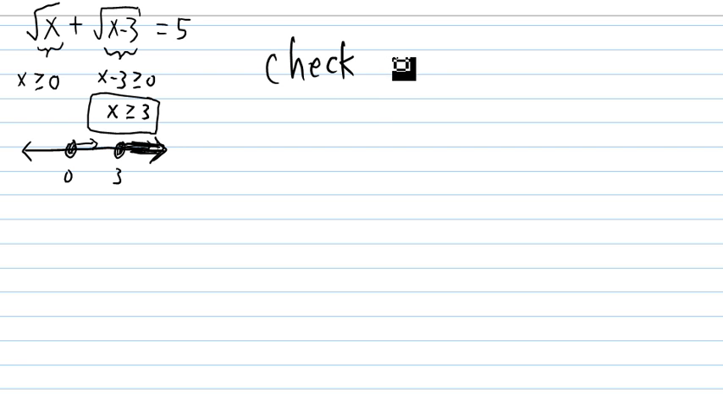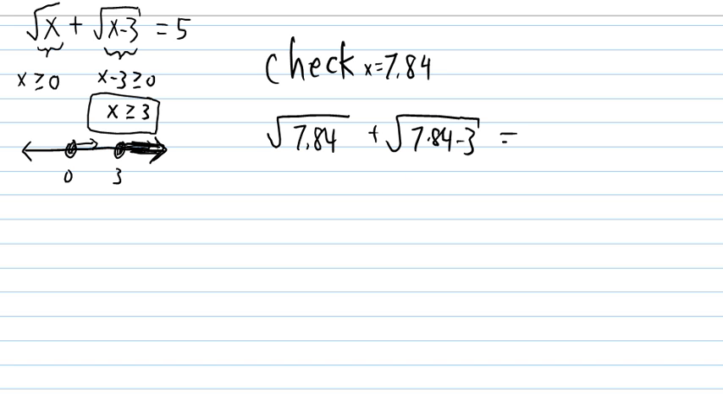So let's check x equals 7.84. Oops, I should say x equals. Bad teacher. So instead of writing x in these cases, I'm just going to write 7.84, plus root 7.84 minus 3. Is that equal to 5? Now, on the left-hand side, the root of 7.84 is a nice number. It's just 2.8. You have to do that with the calculator. And then you do this stuff here, 7.84 minus 3 equals 4.84. When you square root that, you get 2.2.